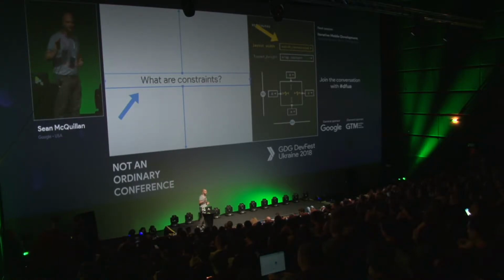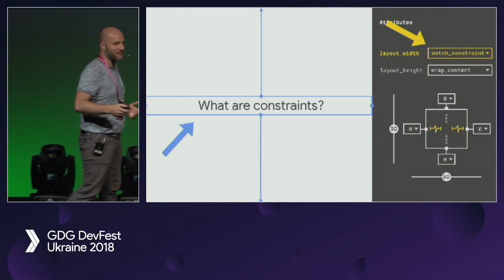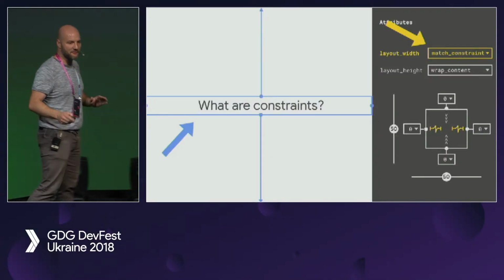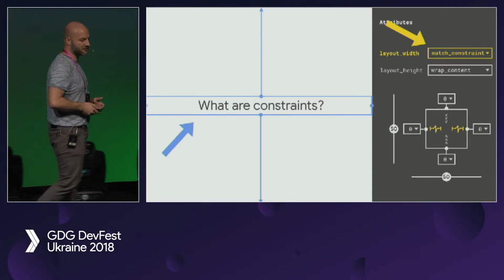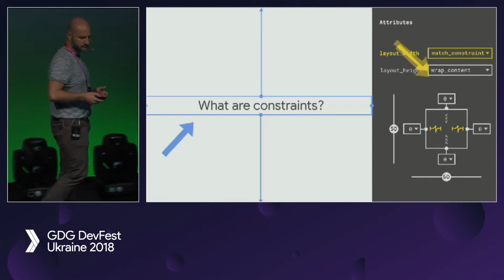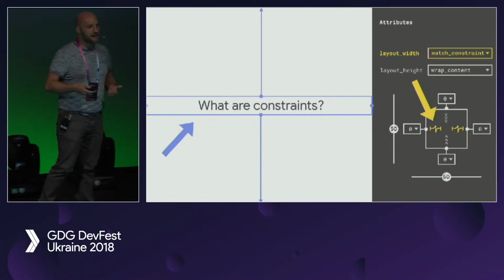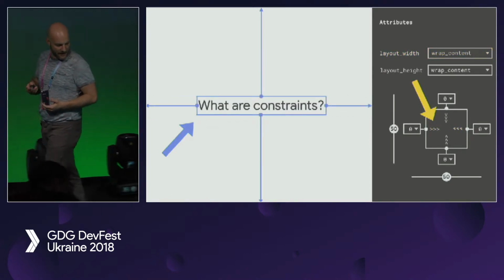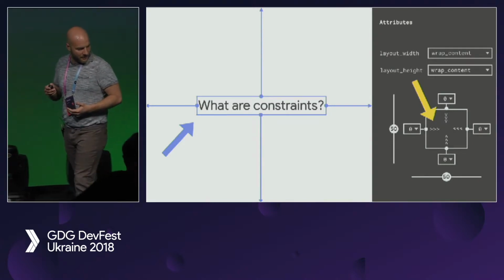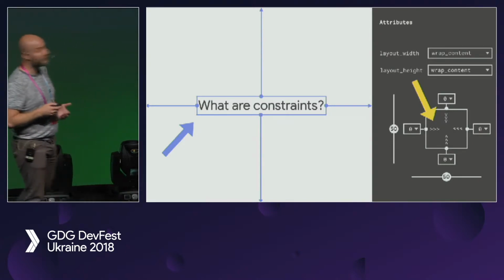Now, I just want to point out right now, if you haven't used Constraint Layout before, you should basically never use match parent with Constraint Layout. It's always the correct choice to use match constraint. Now, let's go ahead and switch this back to wrap content and move on.